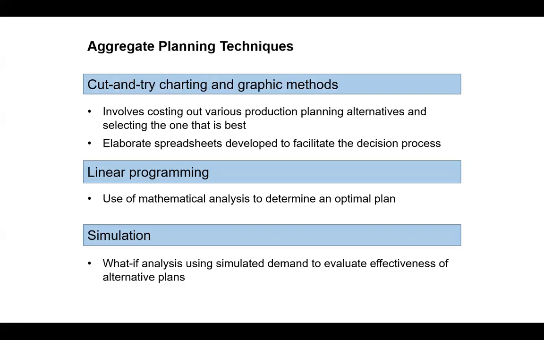And so let's move to the second part, the techniques of AP. The first one is cut and try, with charting and graphic methods. This is when you have multiple planning alternatives and you want to select the best one, so you try the different plans to find which one will help you save money. You can use a spreadsheet to do that. You can use other tools or software to help you as well.